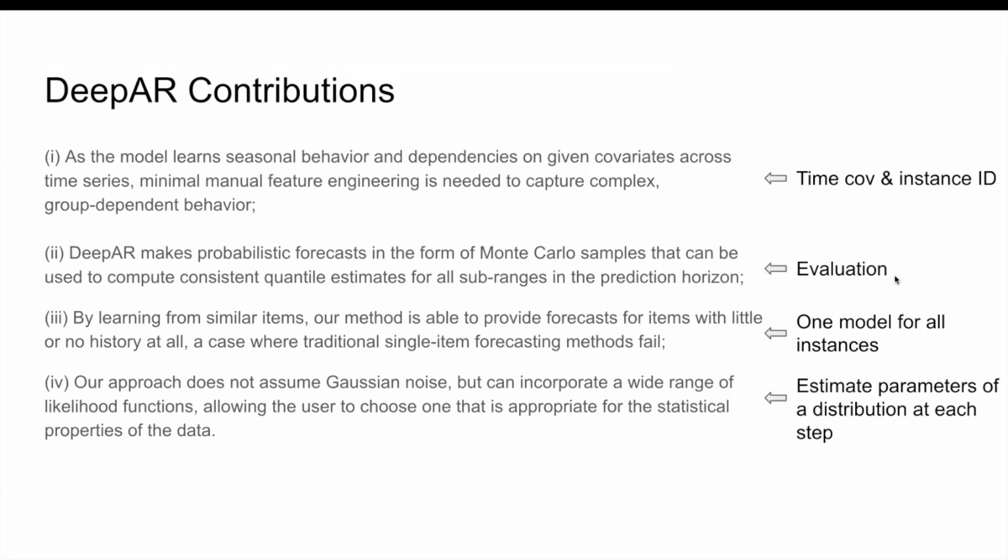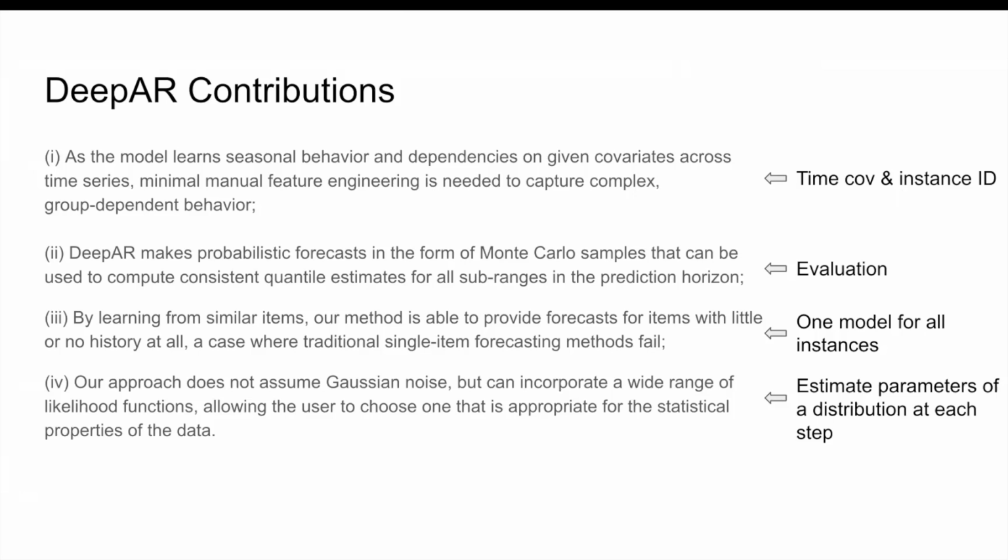The second part, which we'll talk about today, is how we can draw a confidence interval from the distributions that we parameterize at every time step. And the third contribution is that before, with a simple ARIMA model or those statistical models, for each instance you would need to train a separate model. But if you're using deep learning, you can just use the instance ID as one of your input features and then train a model based on all the instances.